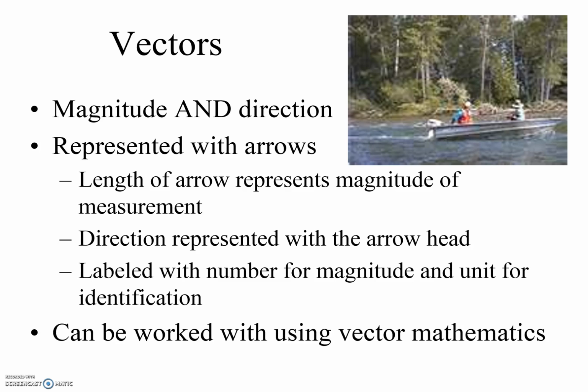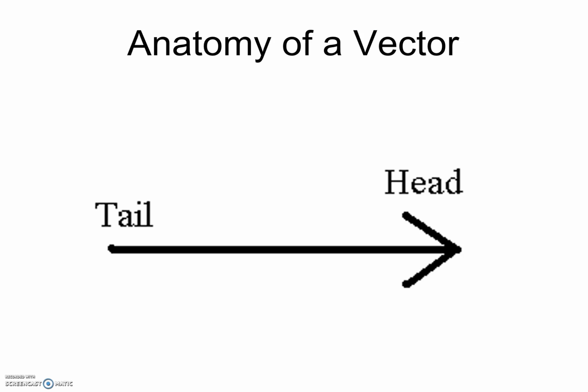When we talk about vectors, we're going to have to do some different things with the mathematics. So here's an example of what a vector would look like. In this case, our vector is pointing towards the right. We've got our tail at the beginning of the arrow and the head at the front of the arrow. The head of the arrow is always pointing in the direction in which the vector is going.